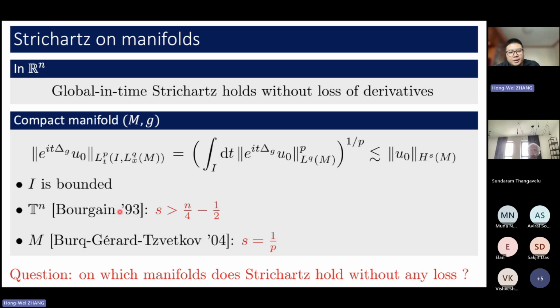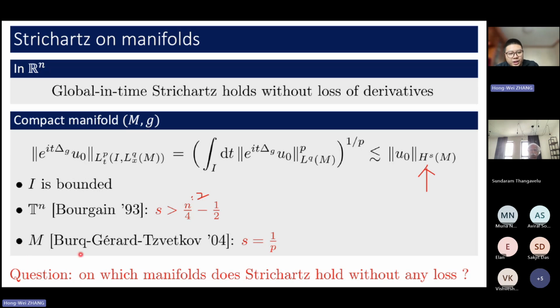Then Bourgain shows that on the torus, s should be greater than n/4 minus 1/2, where n is the dimension. It means that here we cannot get L2. In two dimensions, if n equals 2, the right-hand side is 0. It means there is almost no loss, but there is still an epsilon, right?